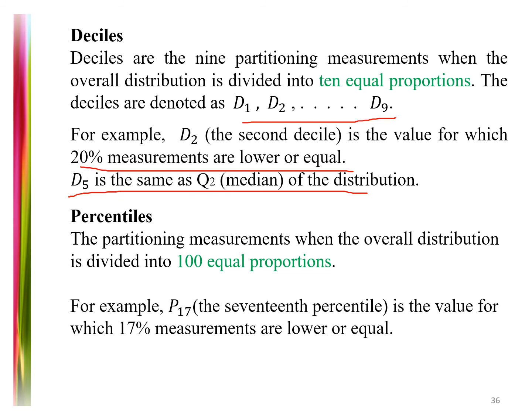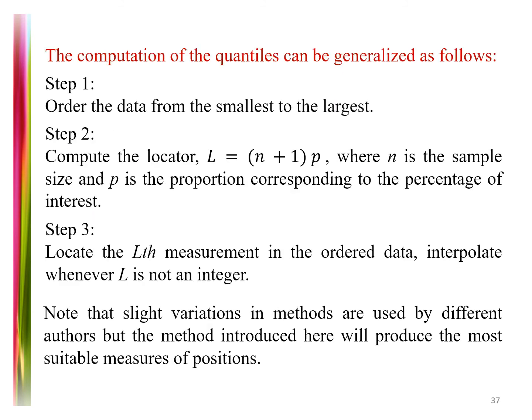And similarly, percentile calculation. For deciles we divided into 10 equal proportions. For percentiles we divide into 100 equal proportions. So for example, the 17th percentile is the value for which 17% of measurements are lower or equal. Alright, so this is the standard way to calculate the quantile values.